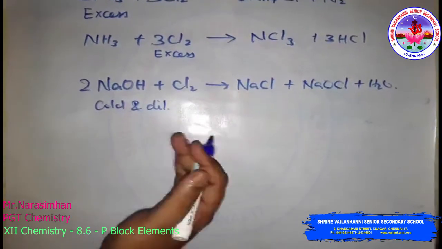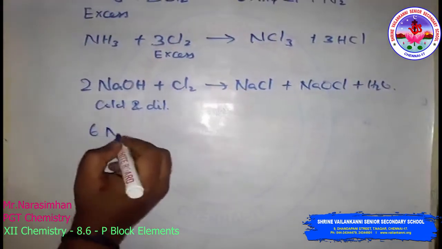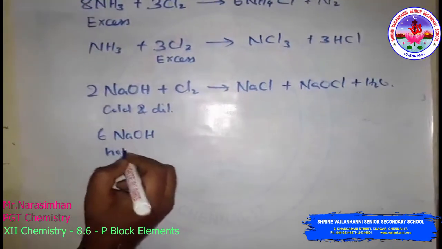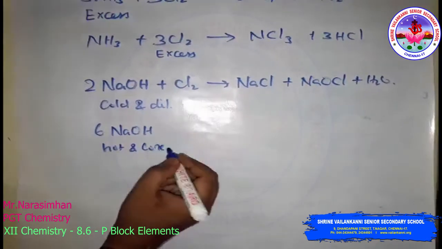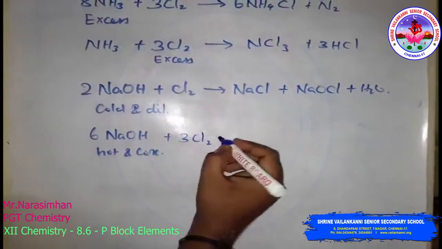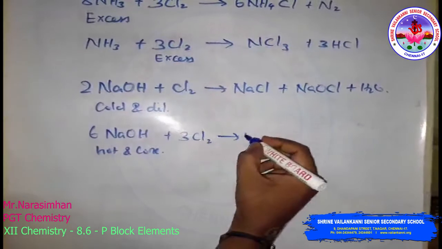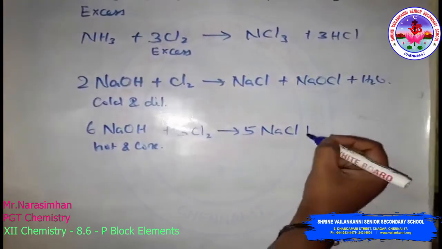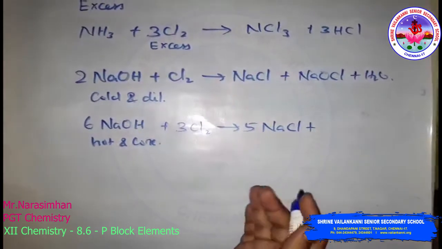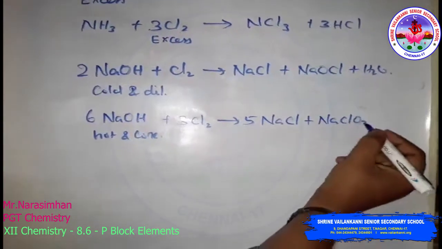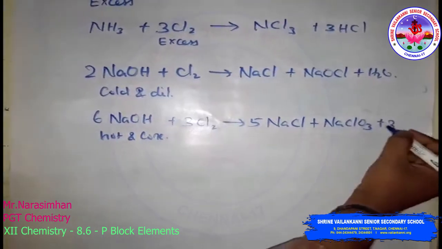When hot and concentrated, it is 6 moles of NaOH. Here this is hot and concentrated alkali, reacting with chlorine to produce 5 moles of sodium chloride and sodium chlorate, NaClO3, and water.